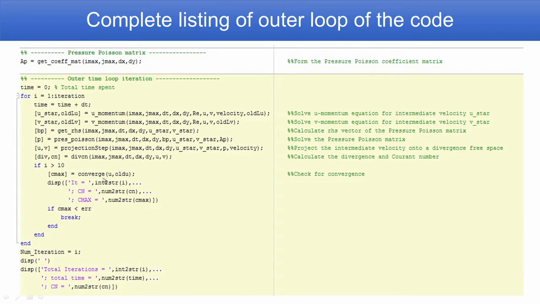So, C max is a maximum iteration. So, converge u comma old u, and you can also have some display on the screen for checking the progress of the code. So, this particular line will display the iteration number, Courant number and maximum value. If the convergence maximum is less than the error that you have specified, then it will break, otherwise it will continue, and you have a final display again.